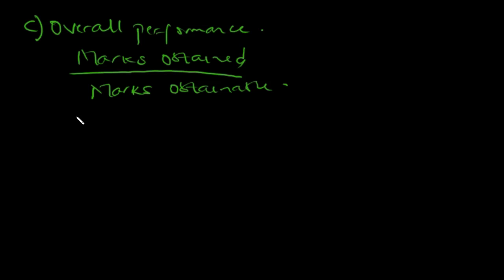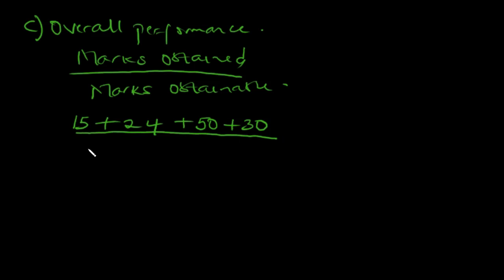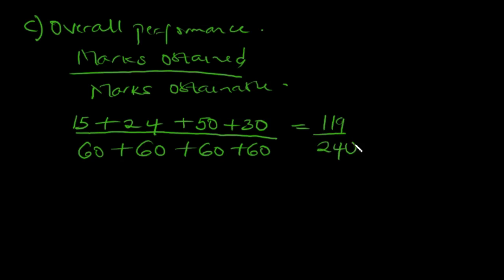So in mathematics, he got 15. In chemistry, he got 24. In English language, he got 50. And in biology, he got 30. Mathematics is over 60. This also over 60. Over 60s. So when we add all of this together, he got 119 out of 240. This is his overall performance.